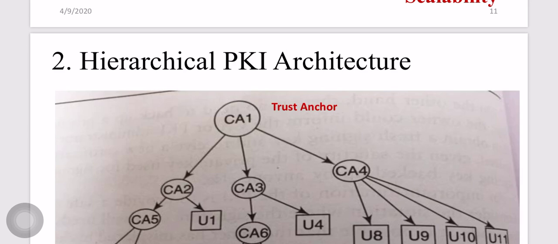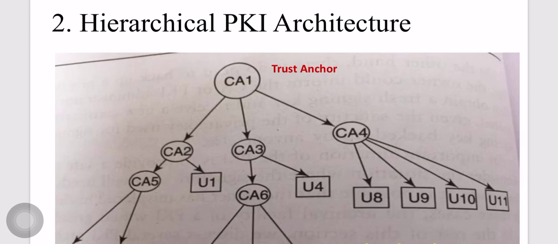Hence, we move to a second important architecture called the hierarchical public key infrastructure architecture, where we have a centralized or main authority. As in a tree architecture, the initial node is called the root node, right? In the same way, here we call it the trust anchor, that is CA1, and it's hierarchical. There will be different levels of hierarchy, and the leaf nodes we can call anchors, and the root node we call the trust anchor.